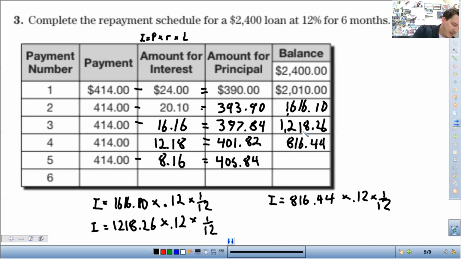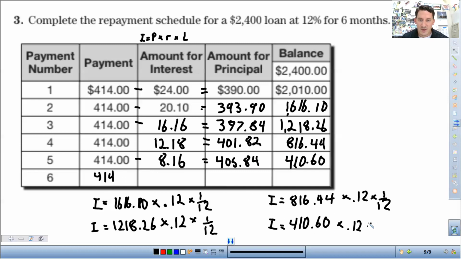So we're going to do 816.44 minus 405.84. That comes out to 410.60. And then the monthly payment again is $414. We need to calculate the amount of interest. So it's going to be 410.60 times 0.12 times 1/12.